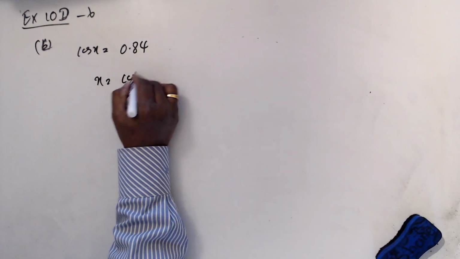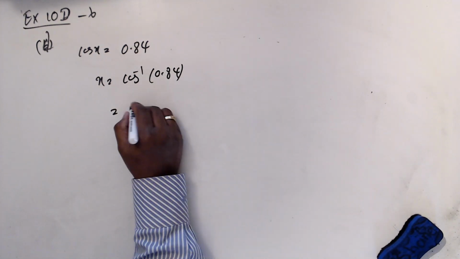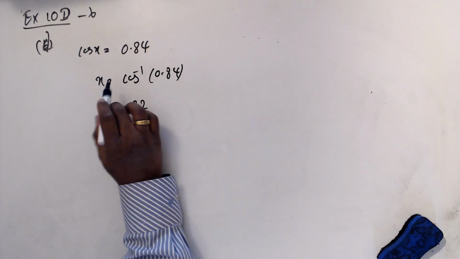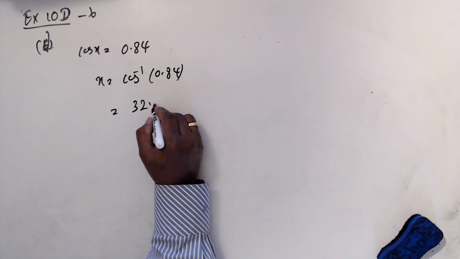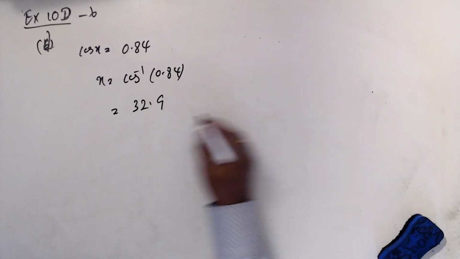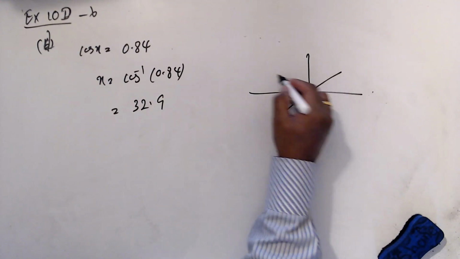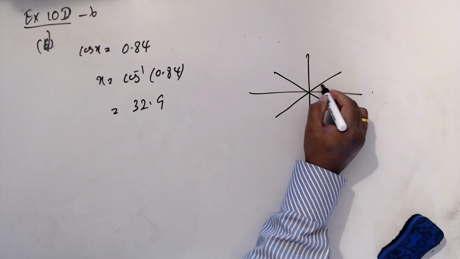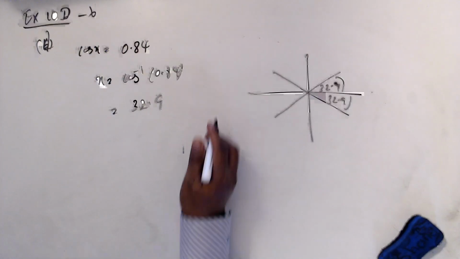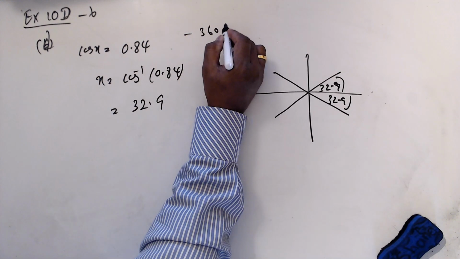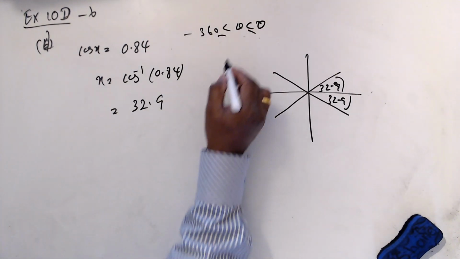x equals inverse cos 0.84. So this answer is 32.9, so it is positive. Cos is positive on first and fourth. So 32.9 and 32.9, so minus 360 to 0, for x.